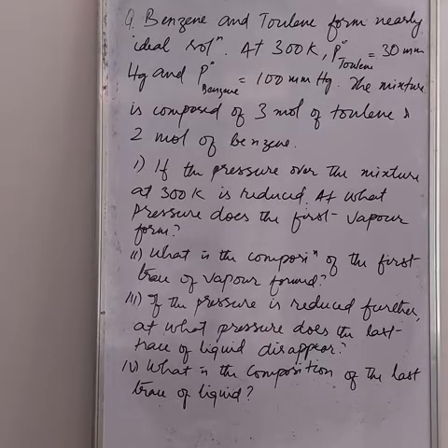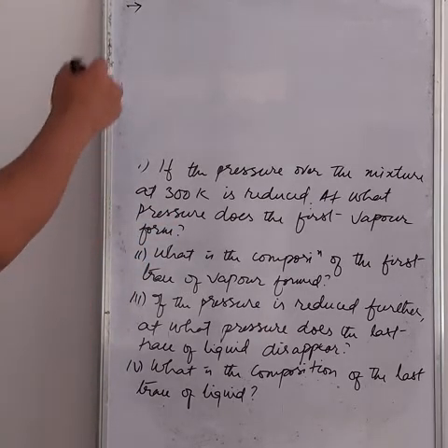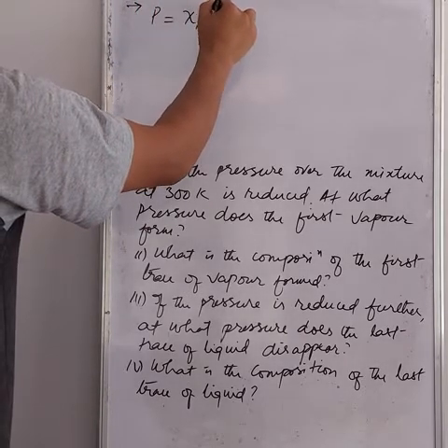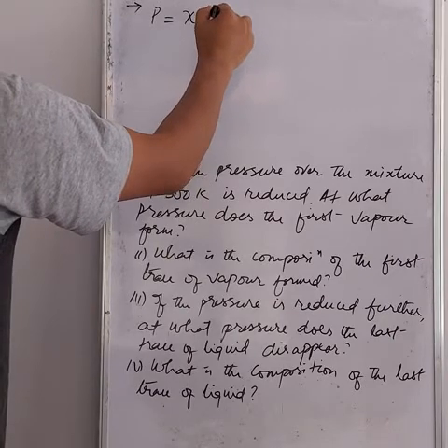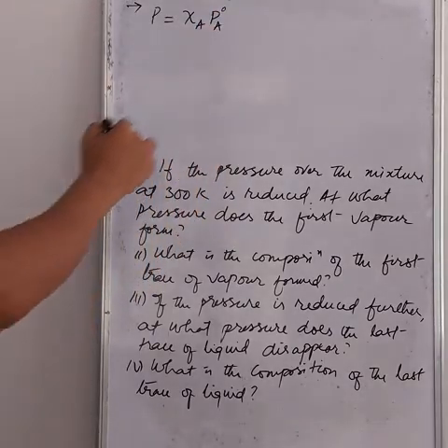For the first question, the answer is 58 millimeters of mercury. If you can calculate. So for the first question, at what pressure does the first vapor form? Now, we know that the total pressure is nothing but the mole fraction of the individual components into their standard vapor pressure.